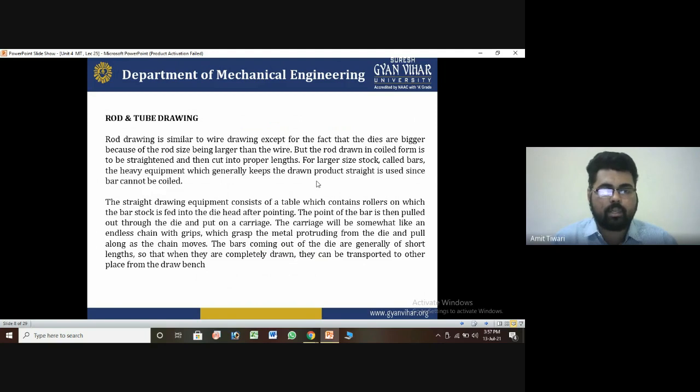The equipment generally keeps the drawn product straight in sizes that cannot be coiled. So we consider the straight drawing equipment, consisting of a table containing rollers, from which the bar stock is fed into the die head. After pointing, the point of the bar is pulled out through the die and put on a carriage. The carriage is somewhat like an endless chain with grips, which grab the metal coming out of the die and pull it as the chain moves. The bars coming out of the die are generally of shorter length, and when they are completely drawn, they are transported to another platform from the draw bench.